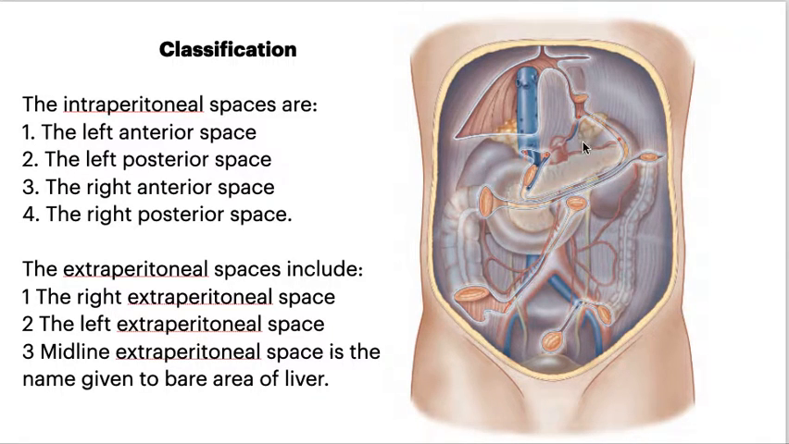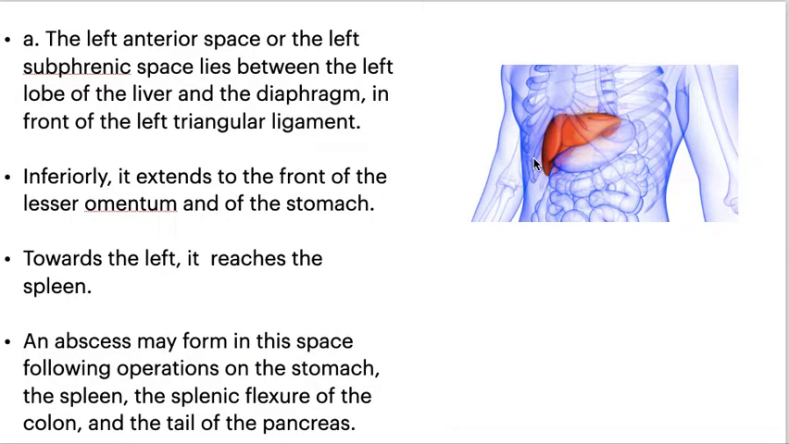Coming to the peritoneal spaces of the supracolic compartment, right? Like I mentioned, there is a left space and a right space. The right space and the left space are further divided into an anterior and a posterior space. Now, this is the left lobe of the liver. Anteriorly placed is the left subphrenic space, lying between the left lobe of the liver and the diaphragm, in front of the left triangular ligament. Inferiorly, it extends in front of the lesser omentum and the stomach.